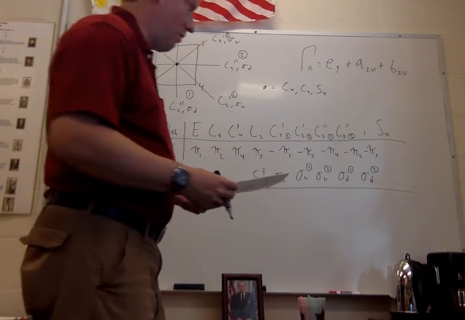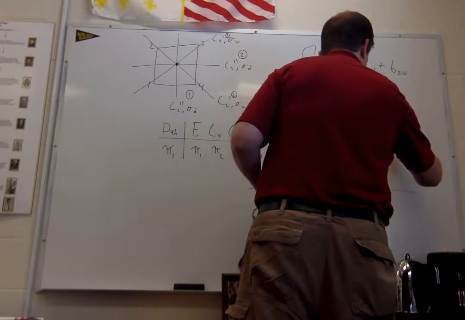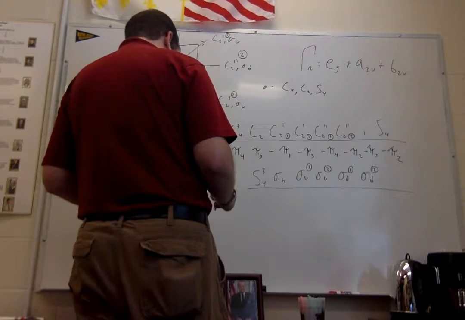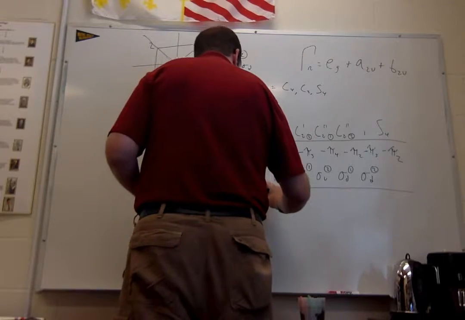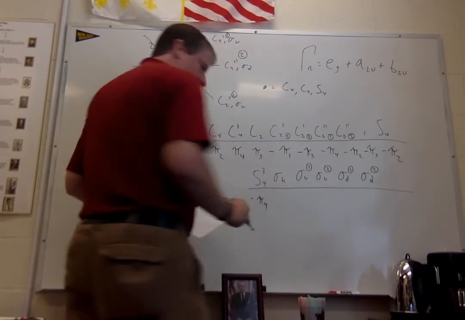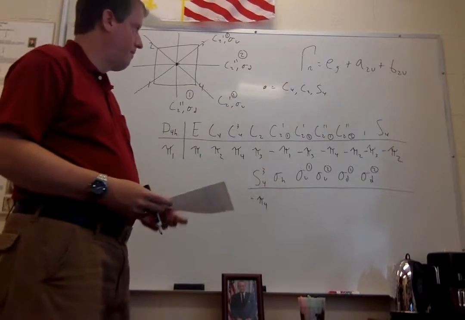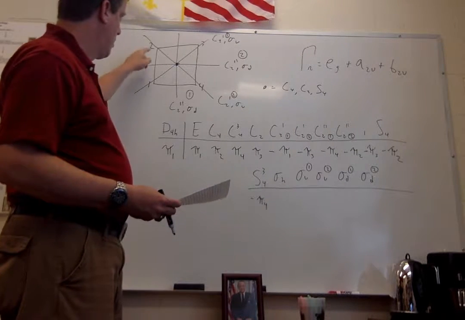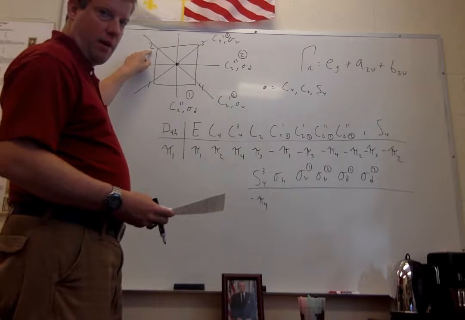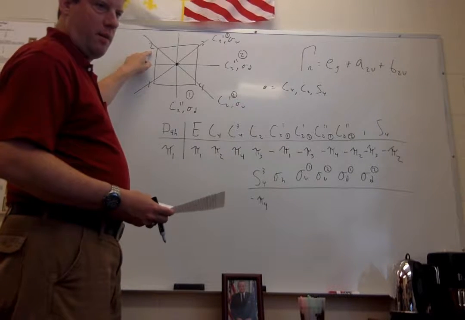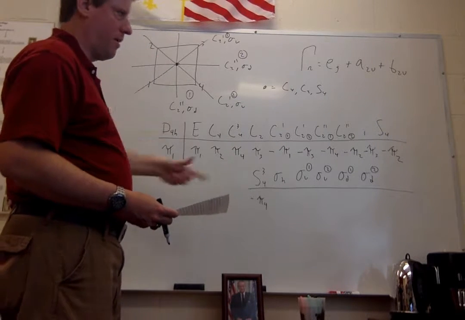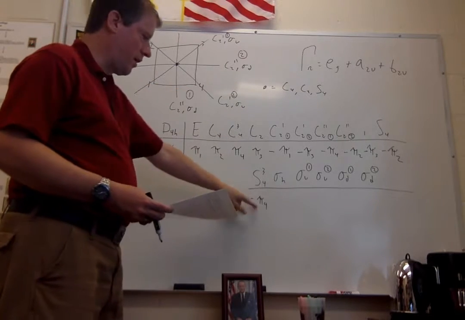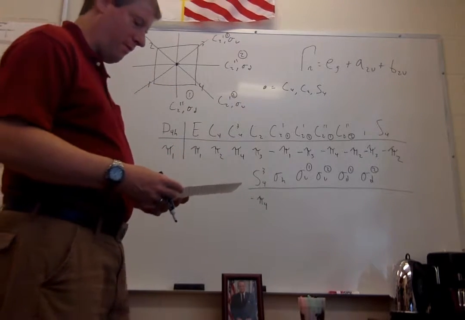The S4 will take that to negative pi 2, and the S34 to negative pi 4. And so you should see how that is as well, right? We rotate 90 degrees and reflect. We're up at position 2 and upside down, negative pi 2. We go this way, we exchange 1 and 4 and reflect, so it's negative pi 4.